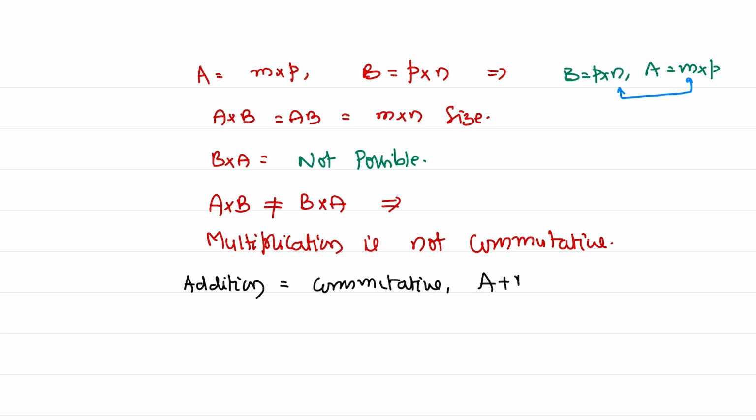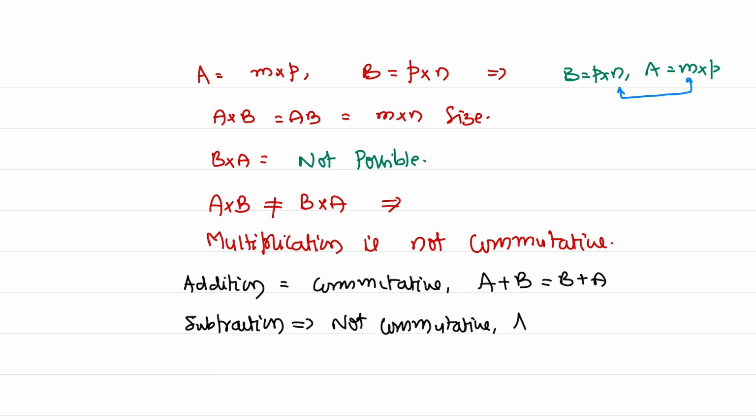A plus B is equal to B plus A. Subtraction is not commutative, because A minus B is not equal to B minus A.